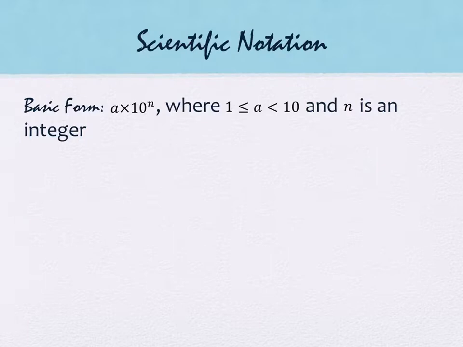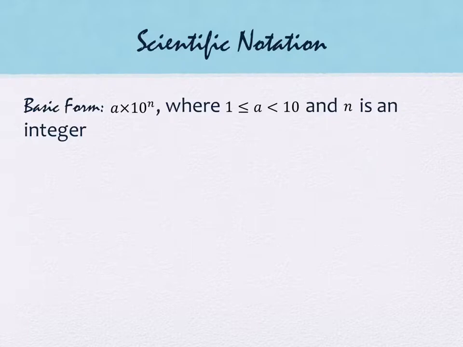The value for a is bigger than or equal to the number 1 and smaller than 10. It could be a decimal, that's okay. Like the a could be 4.76, no problem, but it's between 1 and 10. And the n is an integer. Okay, so that's positive and negative whole numbers.